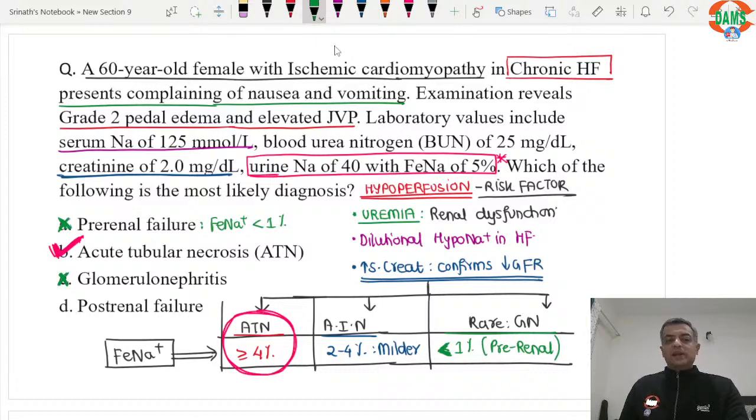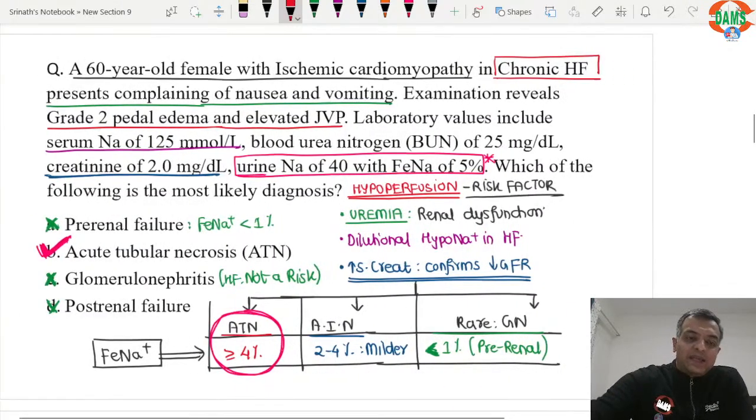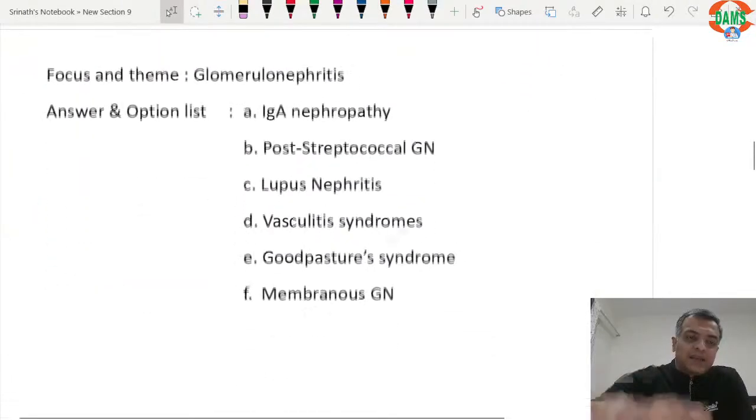Glomerulonephritis also, FeNA can be less than 1%. Anyway, heart failure is not a risk factor for GN and definitely not post-renal. Again, no risk factor of obstruction is given. Correct answer is B, acute tubular necrosis. So just remember this point: ATN, AIN, GN or pre-renal. FeNA is a sensitive marker.